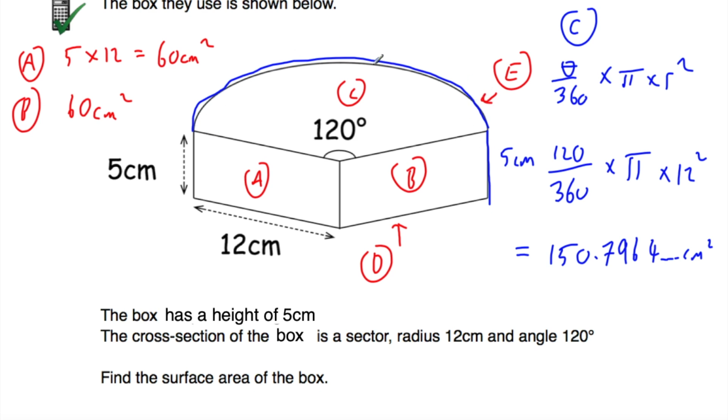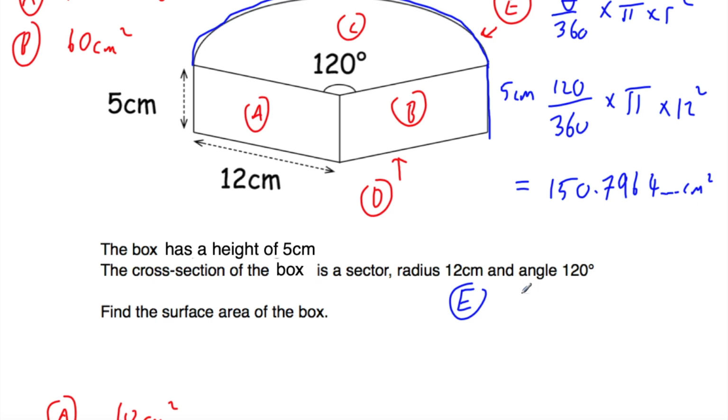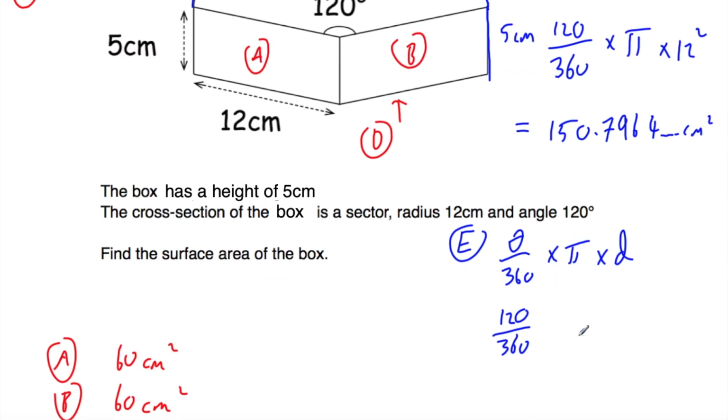So I want to find this distance here. To find it, I could get the circumference of the whole circle and then just divide it by 3 because that's a third of a circle, and that's fine. Or I could use the formula. To find the arc length, we could use the formula, which is θ over 360 times pi times the diameter. In other words, the fraction of the circle times the circumference. So we'd have 120 over 360 times pi times the diameter of the whole circle.